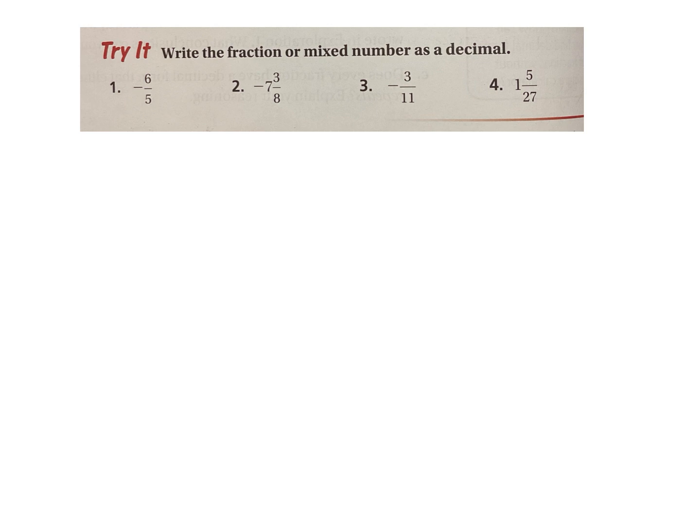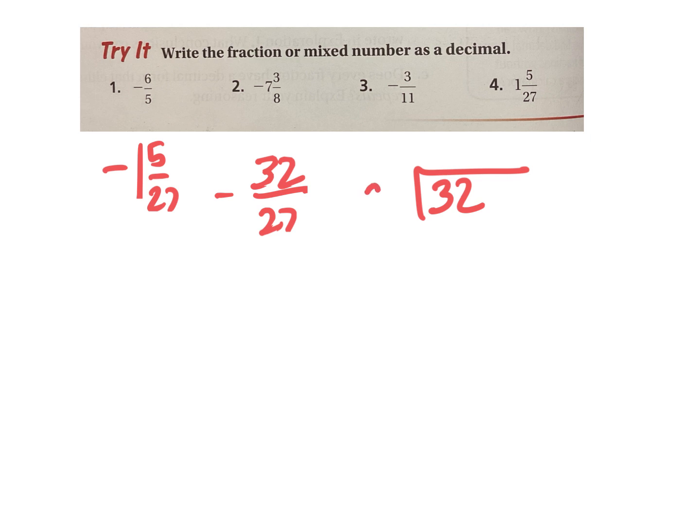Okay, let's do 4. I'm going to get rid of this, and we will do 4. Negative 1 and 5/27ths. Make it into an improper. So 27 times 1 plus 5, 32 over 27. And then I put my numerator inside, my denominator to the side. How many times does 27 go into 32? It goes in there 1 time. Subtract 5. Now I'm going to add my decimals here.